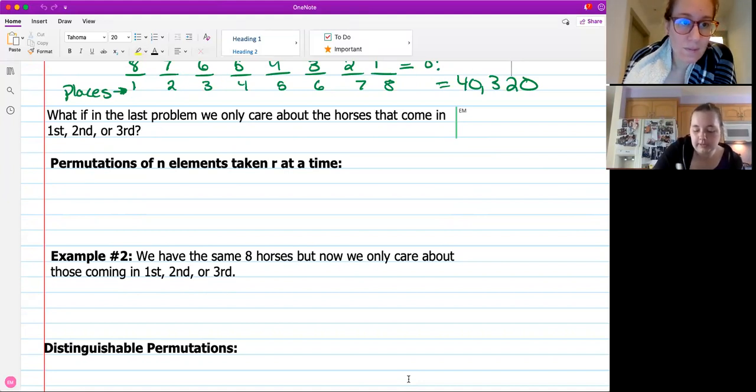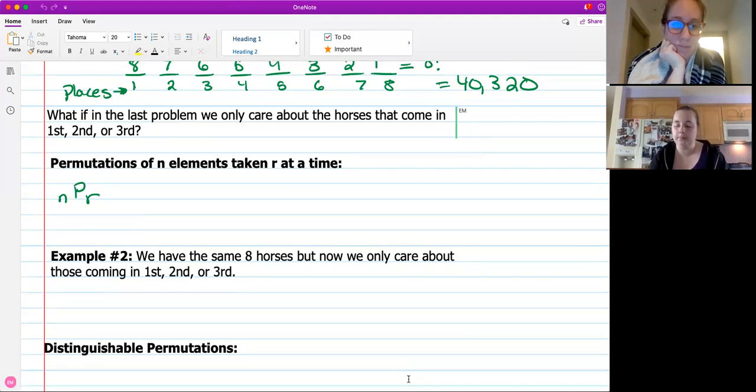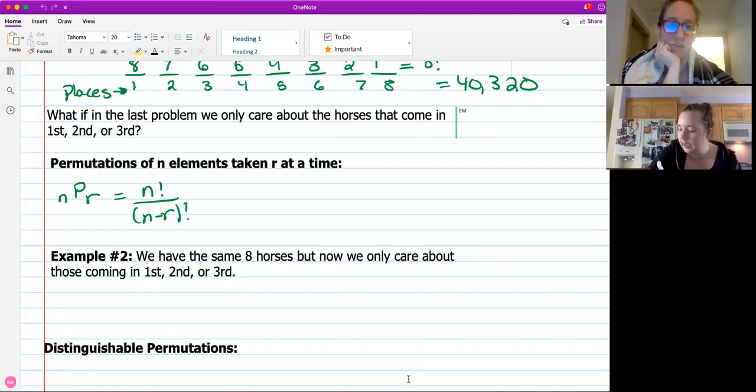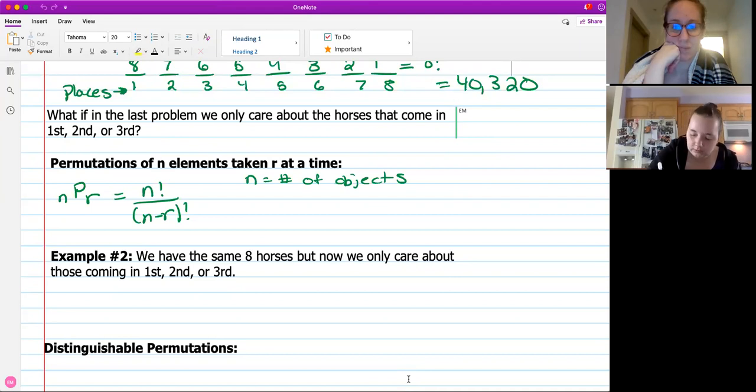Remember last week we had nCr. This week we have nPr, P for permutation, and it is equal to n factorial over (n minus r) factorial. n is the number of objects, and r equals the number of objects you take out.